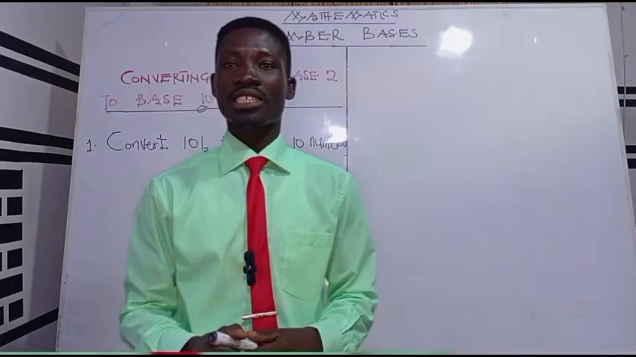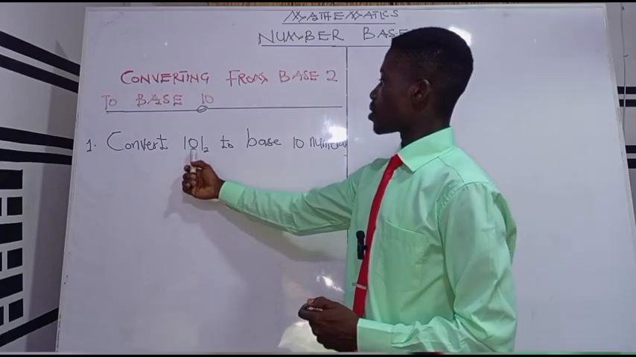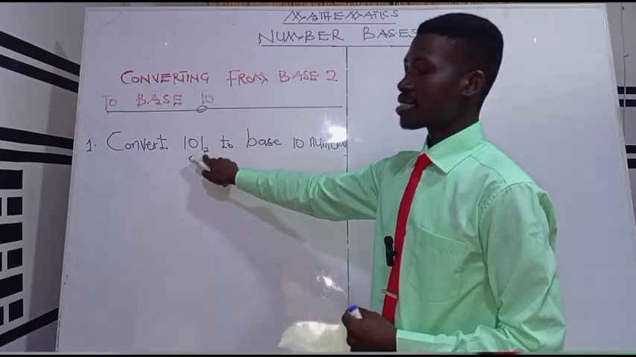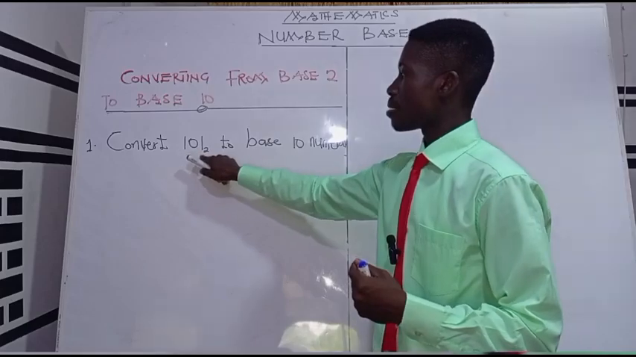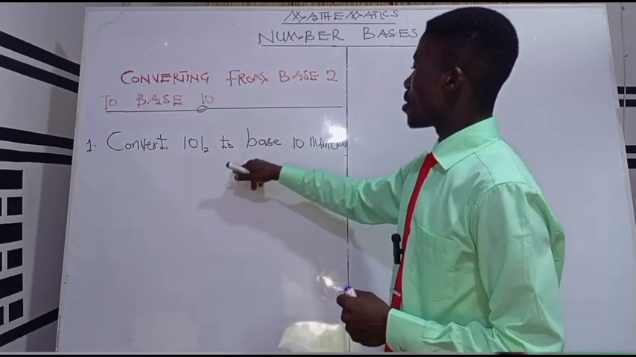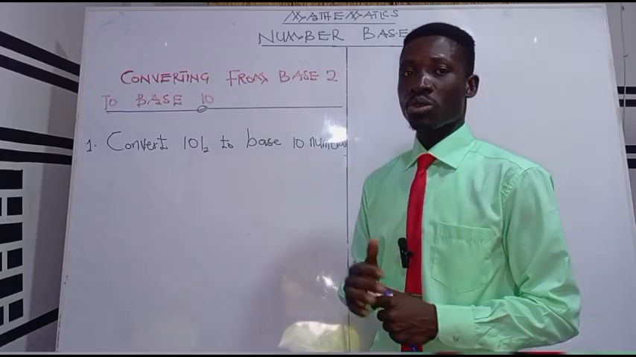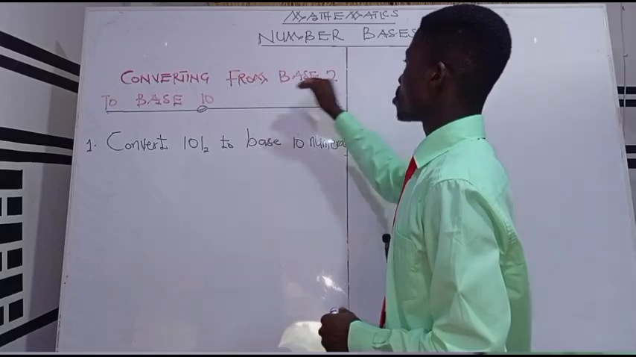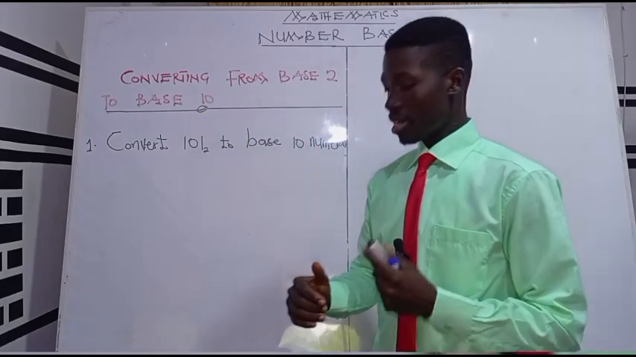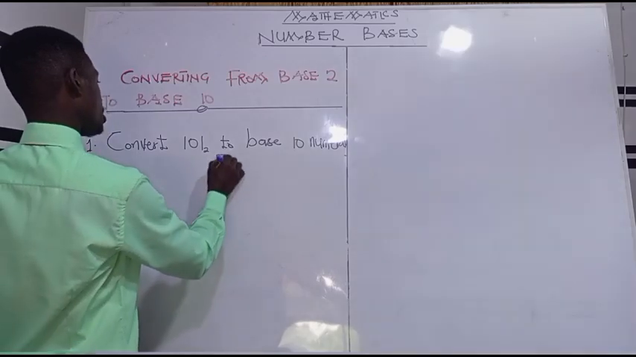So we have our first example. We want to convert 101 subscript 2. This subscript 2 means that this number is written in base 2. We want to convert this base 2 numeral to a base 10 numeral. So that is what we want to start with. Converting from base 2 to base 10. Okay. So let's write our solution.